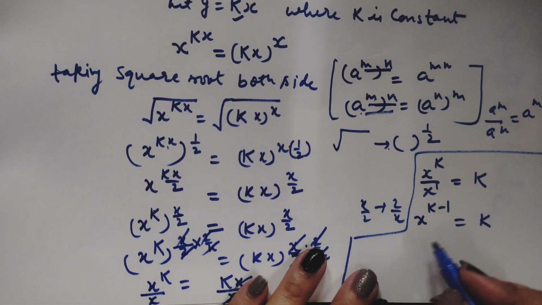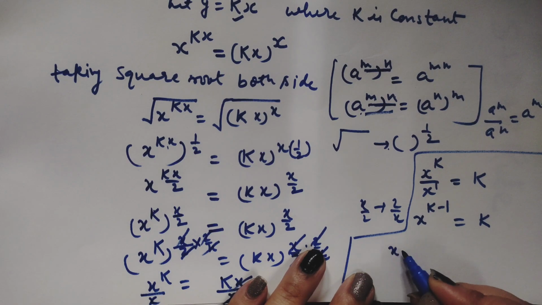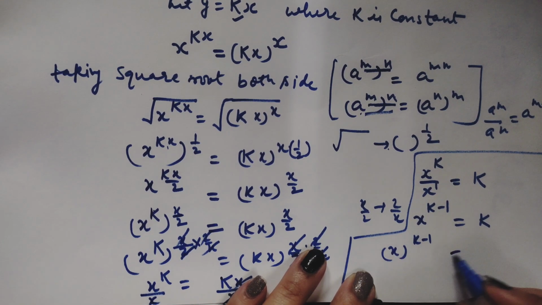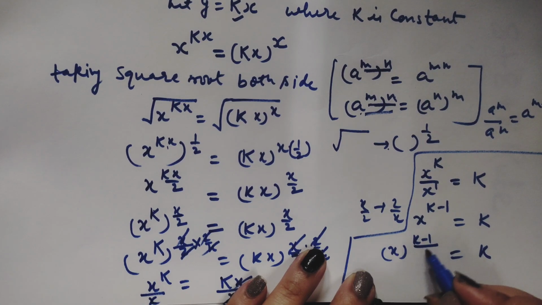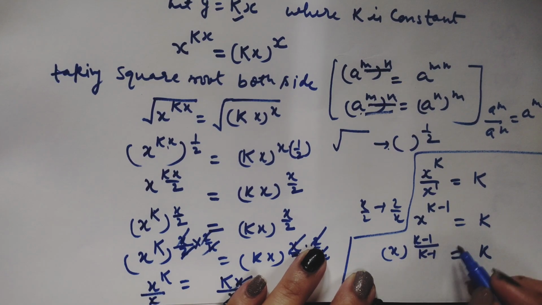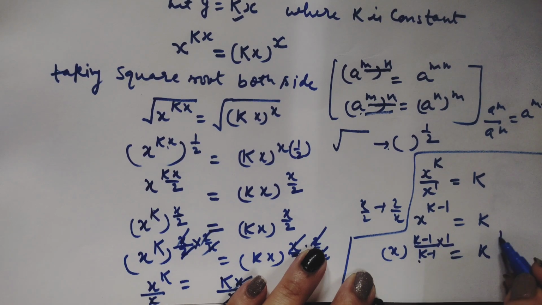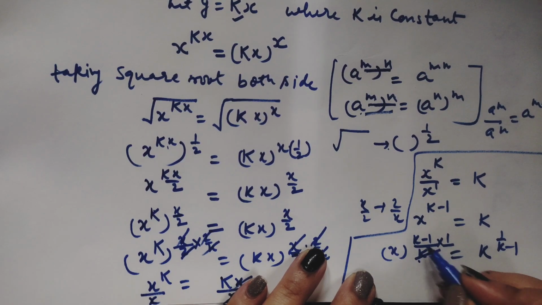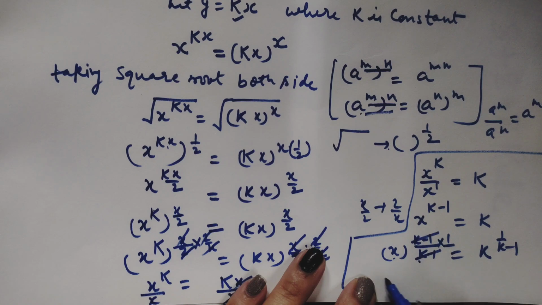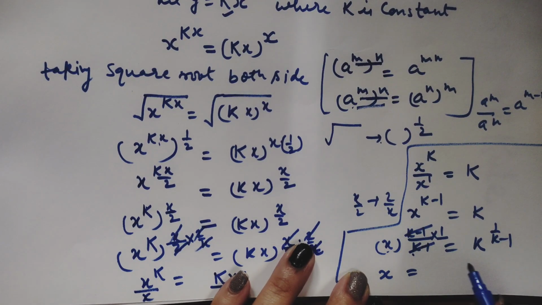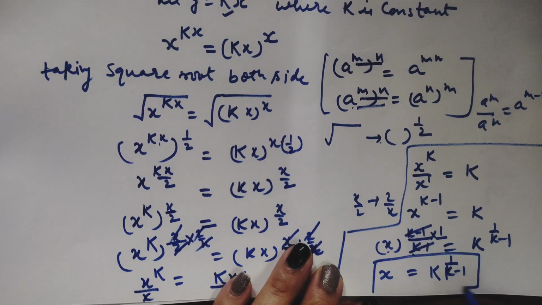Now, to remove this power k minus 1, we multiply the power by 1 upon k minus 1 on both sides. This cancels out, so only x remains on the left, and the right hand side is k raised to the power 1 upon k minus 1. This is our answer for x.